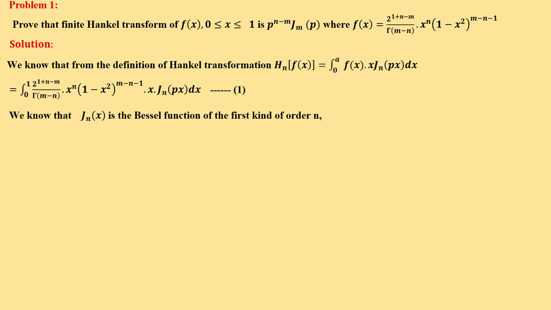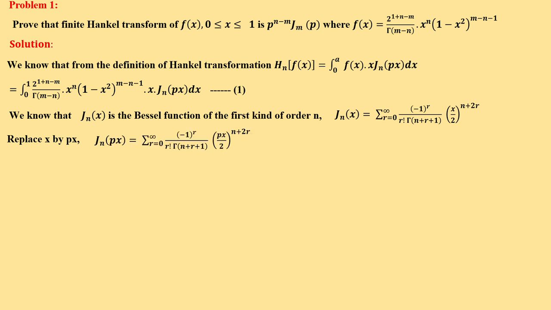We know that J_n(x) is the Bessel function of the first kind of order n. That is, J_n(x) is equal to the summation r = 0 to infinity of (-1)^r / (r! Γ(n+r+1)) (x/2)^(n+2r). Replace x by px, so J_n(px) is equal to the summation r = 0 to infinity of (-1)^r / (r! Γ(n+r+1)) (px/2)^(n+2r). That is equation number 2.